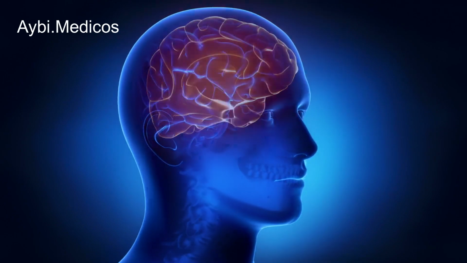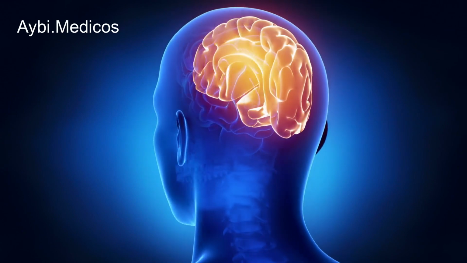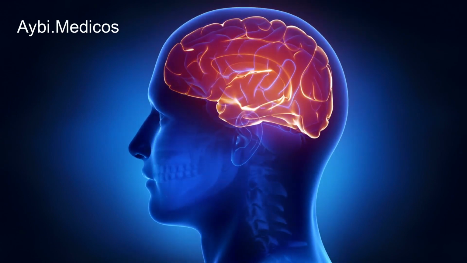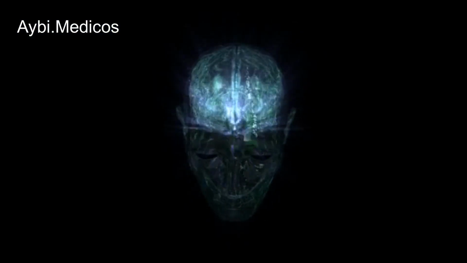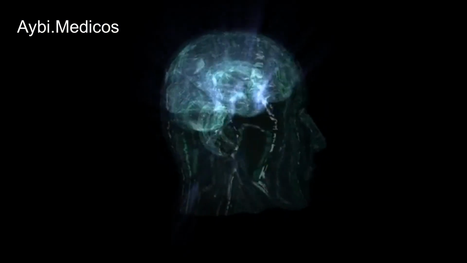6. Brain exposure. With the skull flap removed, the brain's protective covering, called the dura mater, is gently opened. This exposes the brain tissue that requires surgical intervention.